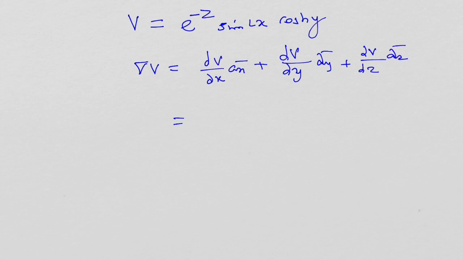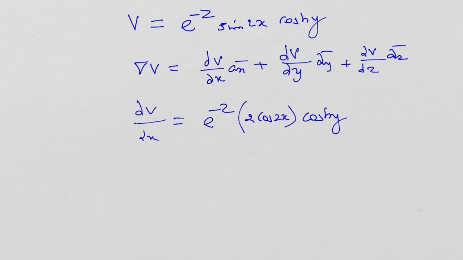So when we differentiate, for example, v with respect to x, we found out that the one and only quantity which involves x will be sine 2x. So the remaining parts, e power minus z, cos hy, will all be treated as constant as far as x is concerned because it's a partial derivative. So the remaining part will be 2 into cos 2x.